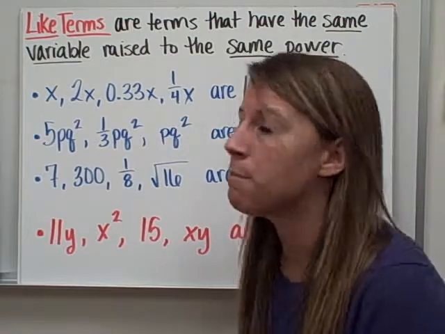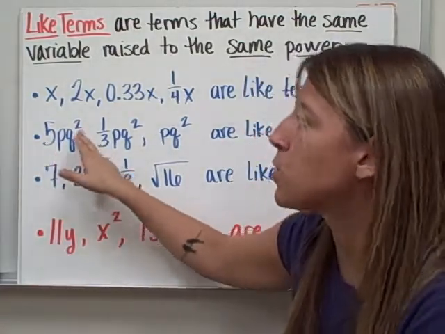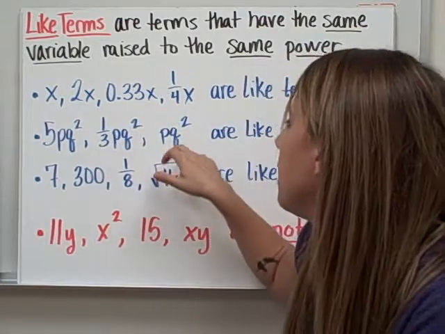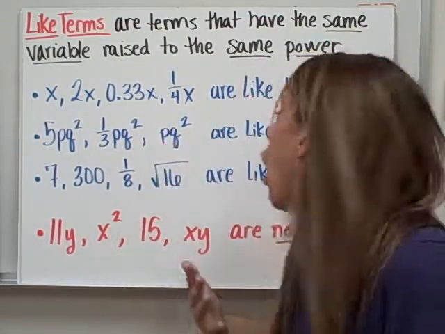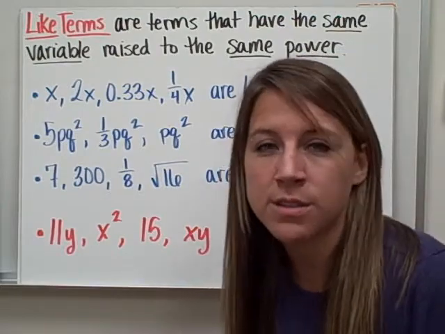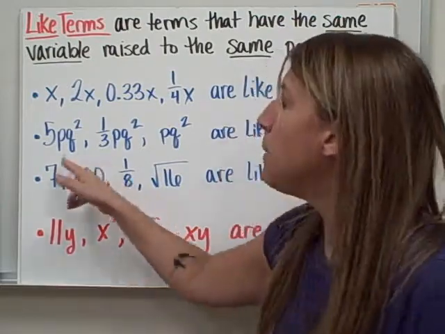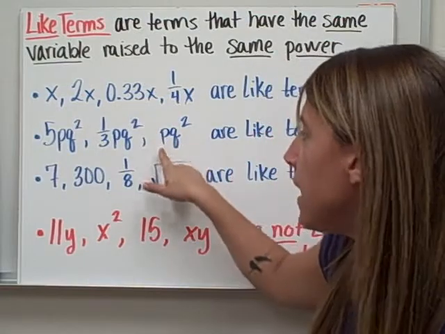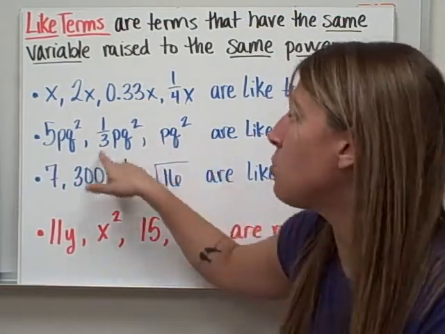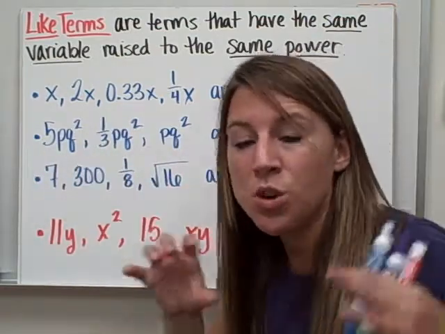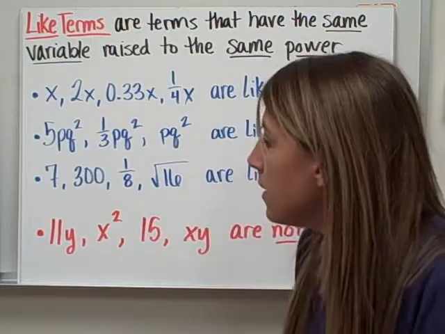Here's another example. 5pq squared, 1/3 pq squared, and pq squared, they're all like terms because they all have the same variable or variables raised to the same power. Pq squared is what defines that like term. 1pq squared is a like term with 1/3 pq squared, or 5pq squareds. You could combine them if you needed to.